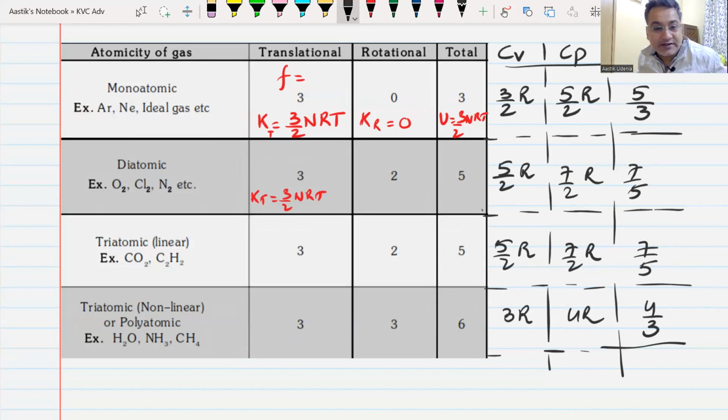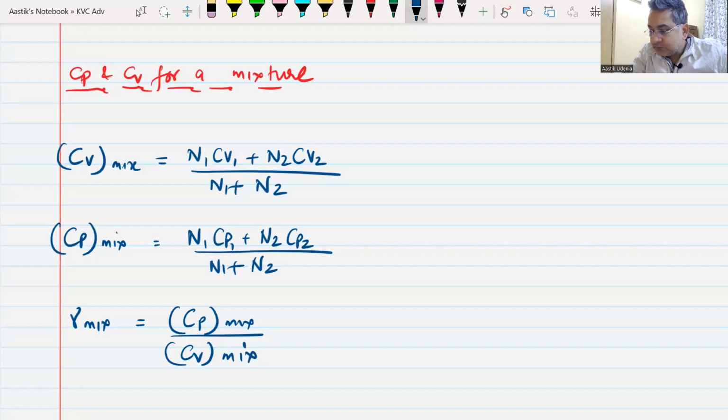Yes or no? Do we understand this? Yes, sir. I'll give you 2 minutes to complete this table. This table has everything that we have discussed till now: CV of the mixture, CP of the mixture, and gamma for the mixture. Note it down.